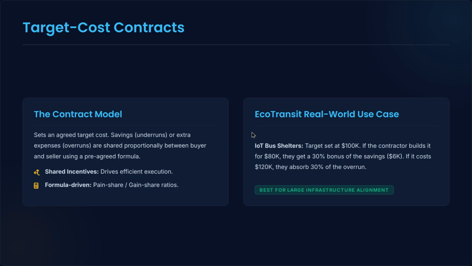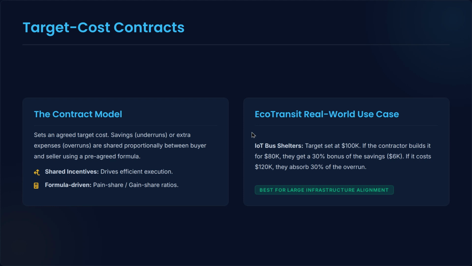For Project EcoTransit, we are constructing IoT-enabled smart bus shelters with digital display screens. We set a target cost of $100,000 with a 70 to 30 share ratio. If our construction partner works smart and finishes the shelters for $80,000, we save money and they get a 30% bonus of the savings, meaning they make an extra $6,000 in pure profit.